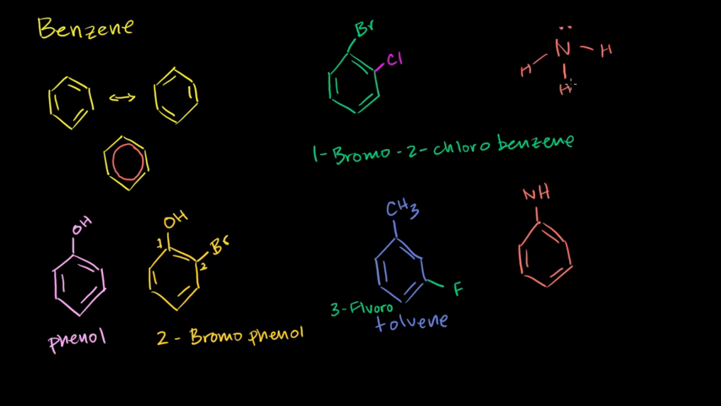Here we've replaced one of the hydrogens. Actually, there's 2 hydrogens here. We've replaced one of the hydrogens with a benzene ring. This type of thing, you call it aniline. Aniline right there. And the same idea. If I put a fluoro here, this would be 2-fluoroaniline.